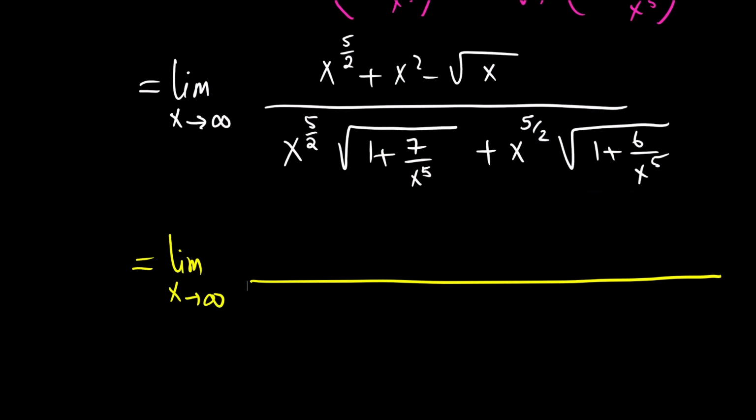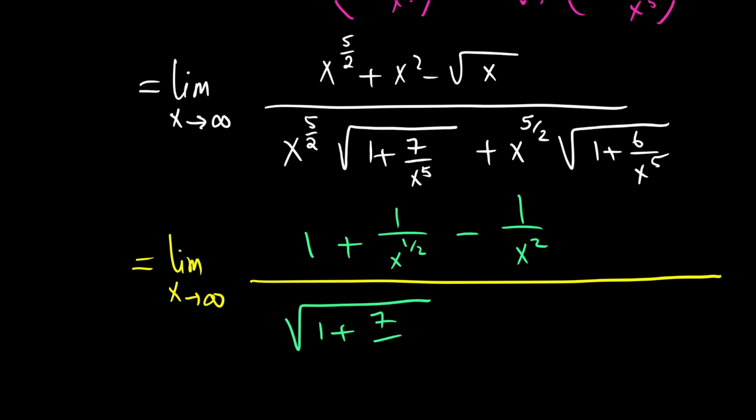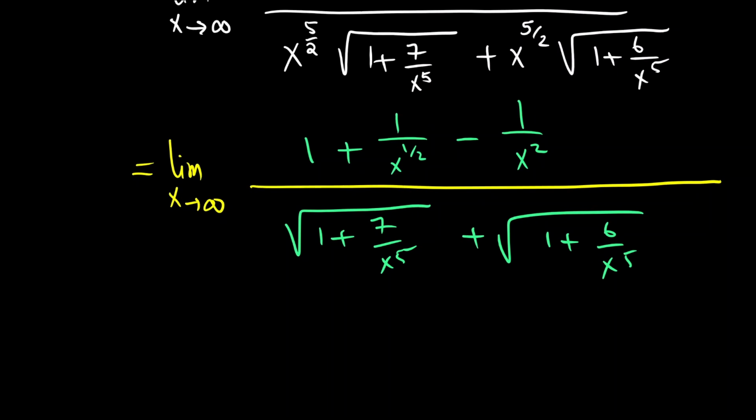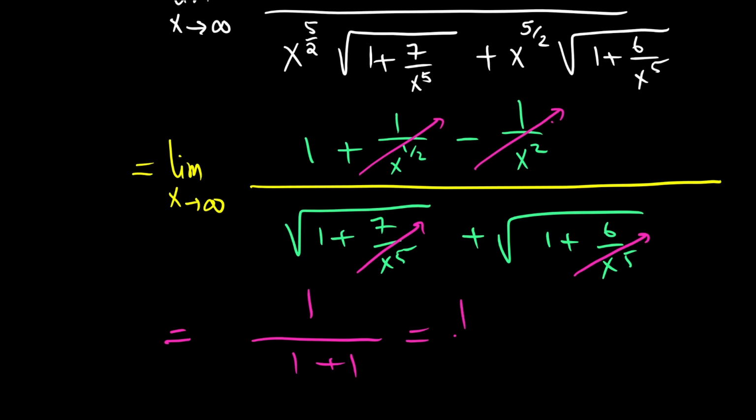So what I'm going to do next is I will just divide up and down by x to the 5 over 2. So the first expression here becomes 1 plus x squared divided by x to the 5 over 2 is 1 over x to the half, and minus x to the half divided by x to the 5 over 2 is just nothing but 1 over x squared, and in the denominator it will only be the square roots plus the square root of 1 plus 6 over x to the 5. Now as x goes to infinity, what will happen to this is that this will go to 0, this will go to 0, this will go to 0, and this will also go to 0, and the result is the numerator is going to be 1, and in the denominator it will be the square root of 1 plus the square root of 1, which is 1 plus 1, and this is a half.